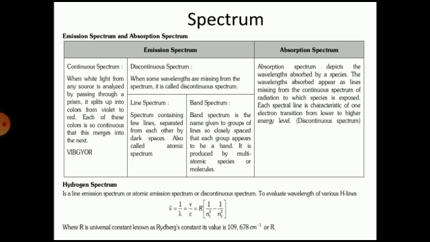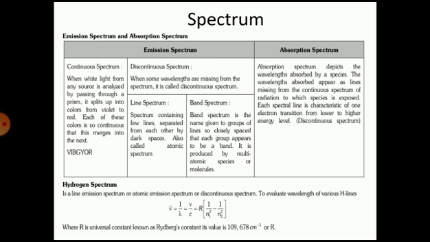Then later on, let us study the line spectrum. A spectrum containing few lines separated from each other by dark space is also called atomic spectrum or line spectrum. So when light is passed through the prism and it gives a few lines separated from each other by dark space, it is called a line spectrum.